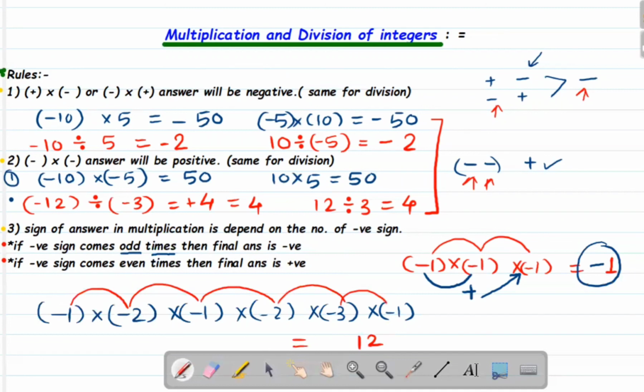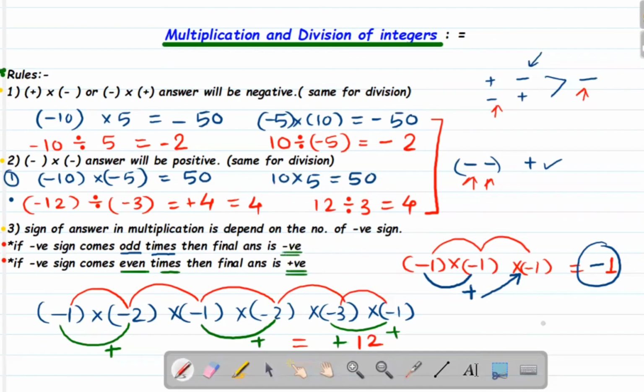Now check out for the signs. Minus and minus will become plus. Minus minus will become plus, and minus minus will become plus, and plus plus is plus, plus plus is plus. So my final answer is plus. So what we can conclude from this is, if my negative sign comes an even number of times, right? If my negative sign is coming an even number of times, then my final answer is positive.